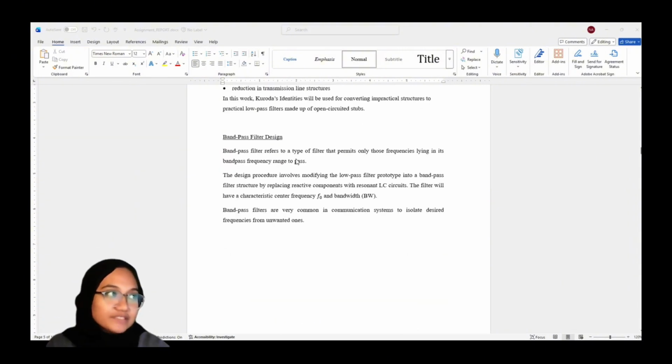The band pass filter design allows only a specific range of frequencies to pass while rejecting frequencies outside the desired band. It is commonly used in communication systems to isolate the required signals.